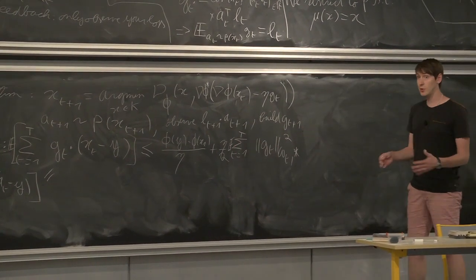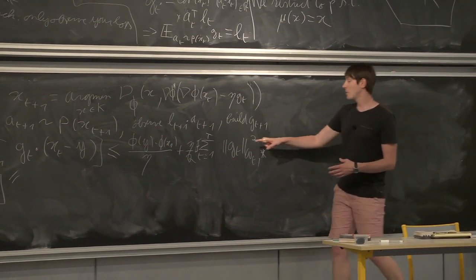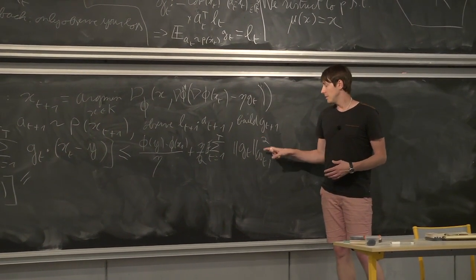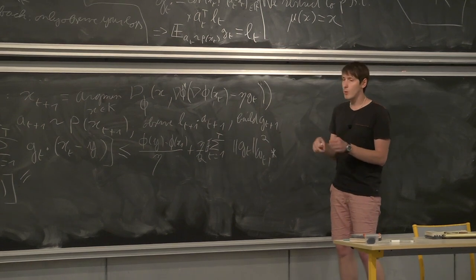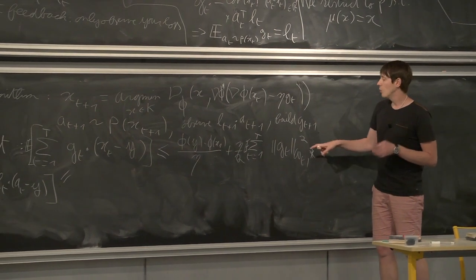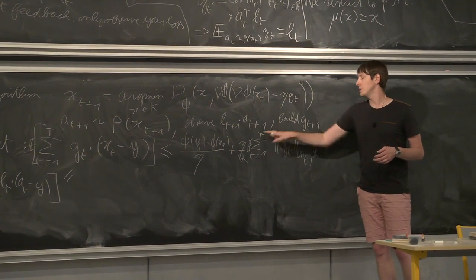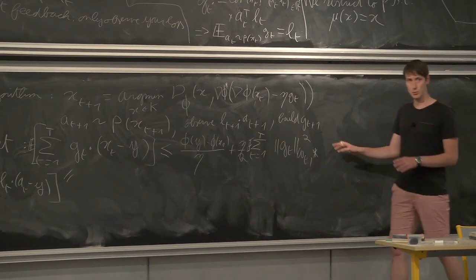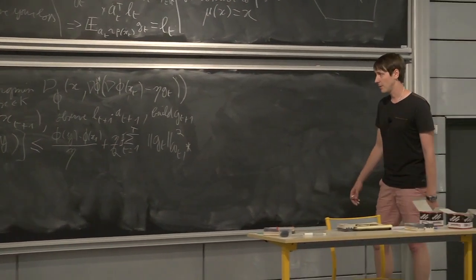Just like yesterday for multi-armed bandit on the simplex, you remember, g_t has like 1 over x squared in it. One of the x is cancelled by the local norm, and the other x is cancelled by the expectation. So we'll have the same kind of phenomenon here.